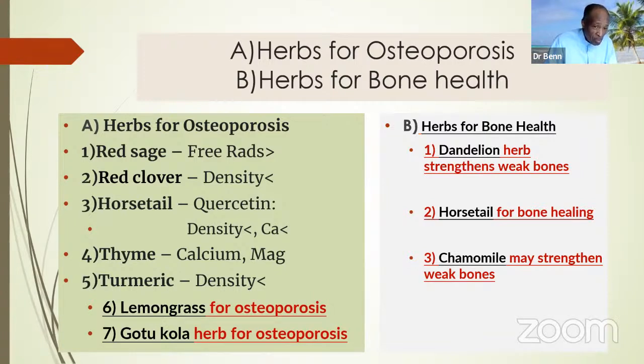Red clover increases density of bone. Horsetail or quercetin increases density and also has calcium, increasing calcium absorption. Thyme is good for magnesium and calcium. Turmeric enhances our bone density. Lemongrass is good for osteoporosis, and gotu kola also for osteoporosis. So these are beneficial on the osteoporosis side. Herbs that are known for bone health: dandelion strengthens weak bones. Horsetail works both for osteoporosis as well as for bone healing. And chamomile may strengthen weakened bones.